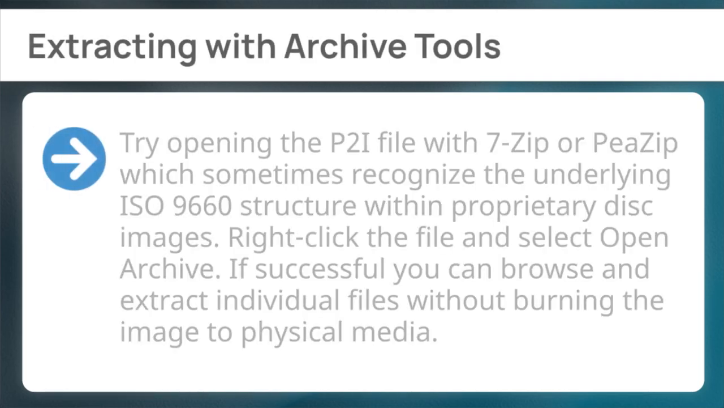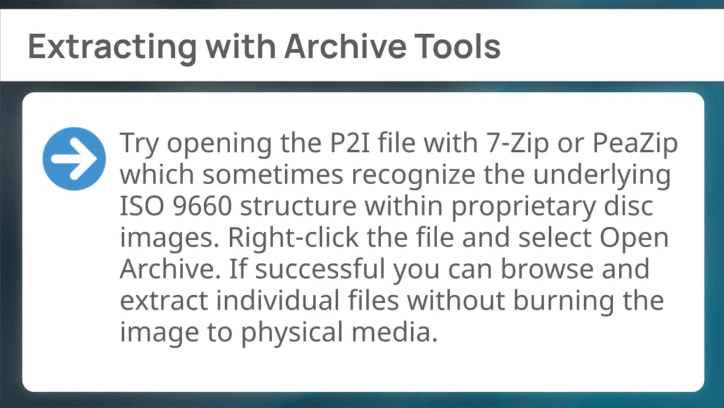Finally, extracting with archive tools. Try opening the P2I file with 7-Zip or PeaZip, which sometimes recognize the underlying ISO 9660 structure within proprietary disk images. Right-click the file and select Open Archive. If successful, you can browse and extract individual files without burning the image to physical media.